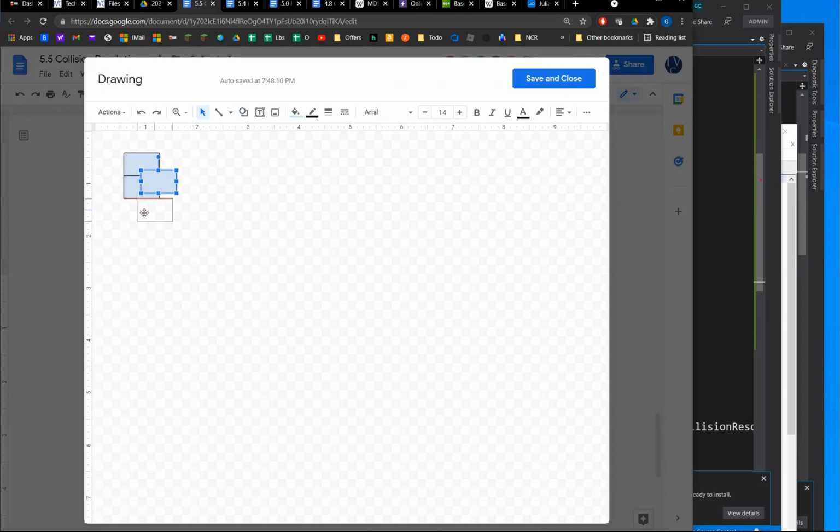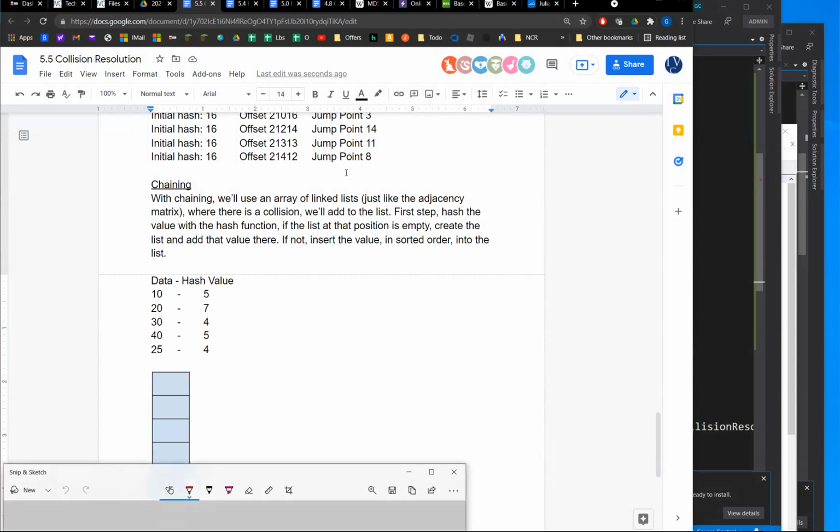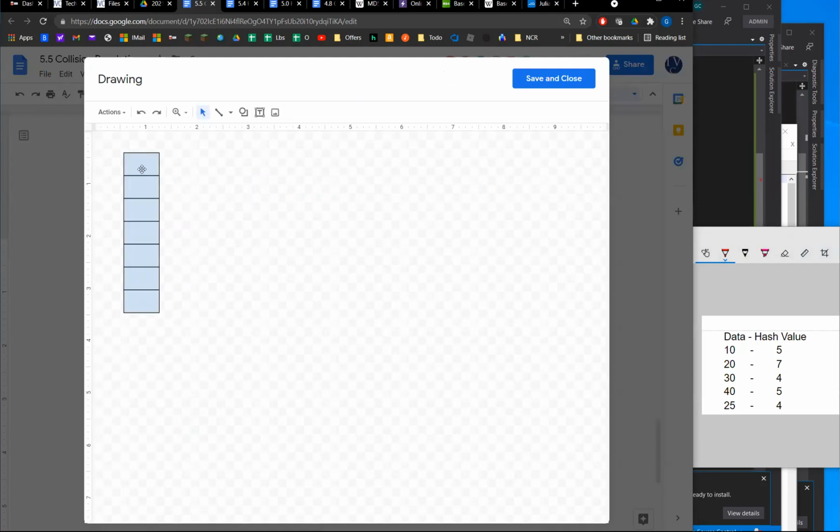All right. So we'll just have a small table here. Two, four, six. One more. Give it a nice odd size. And grab my data. I guess I'll put some numbers here to represent where we are in our lists.